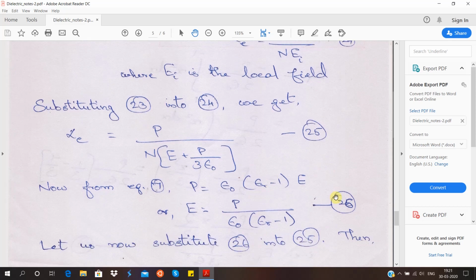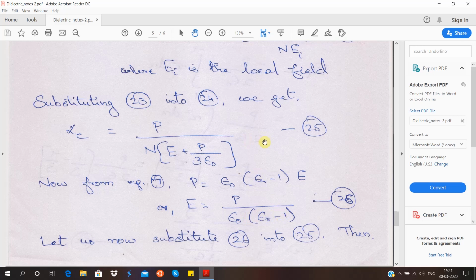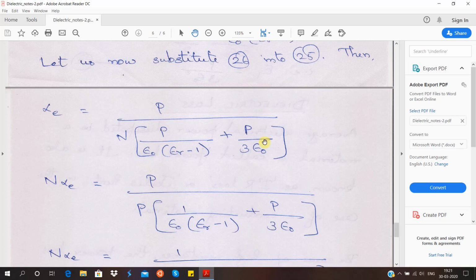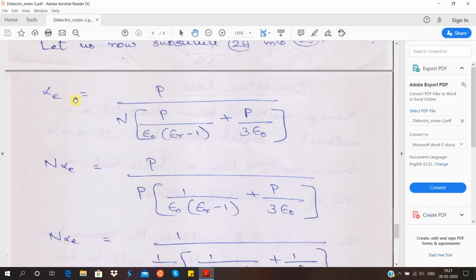Now let's substitute for E from this particular expression. So we are going to replace the electric field E from this expression. So what do I get for E here? I get P divided by epsilon naught into epsilon r minus 1. Bringing it back into the expression for electronic polarizability, now it becomes alpha E is equal to P divided by N, and I open big square brackets. Instead of E, I am going to write P by epsilon naught into epsilon r minus 1, plus the P by 3 epsilon naught remains as it is.